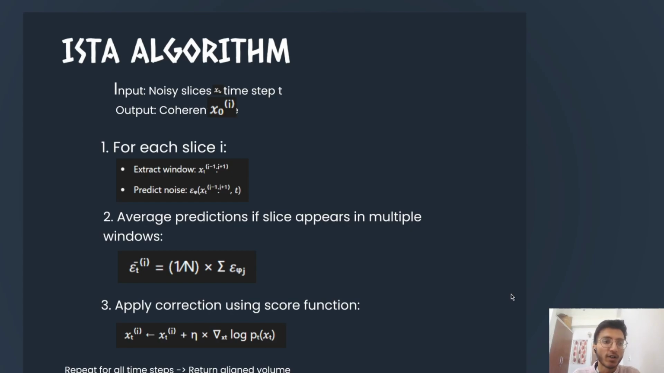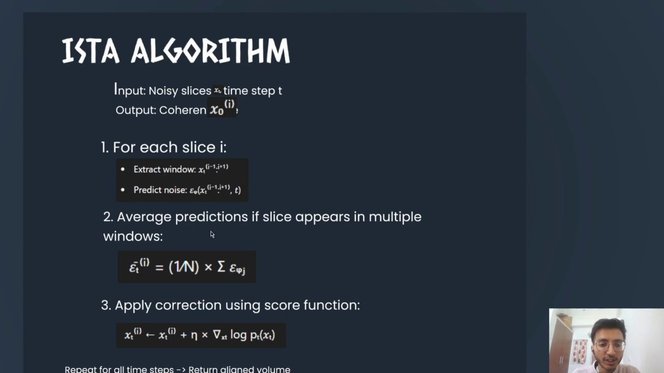Now I'll talk about the ISTA algorithm. So now that we understand the concept, let's look at ISTA as an algorithmic procedure step by step. Start with a noisy set of 2D slices at a certain time step. For each slice I, extract a window of three slices: I minus 1, I and I plus 1. Predict the noise for slice I using this window. Repeat this for all overlapping windows where slice I appears.